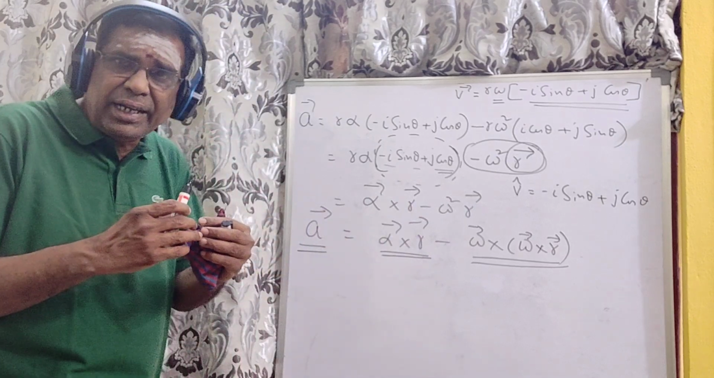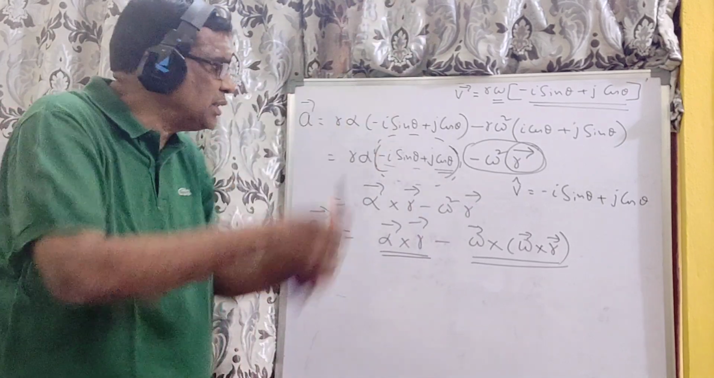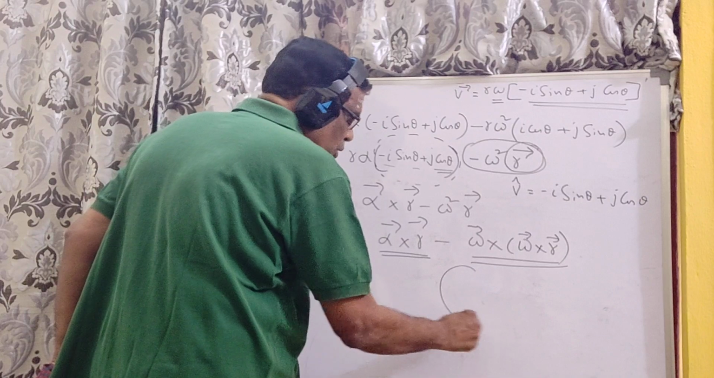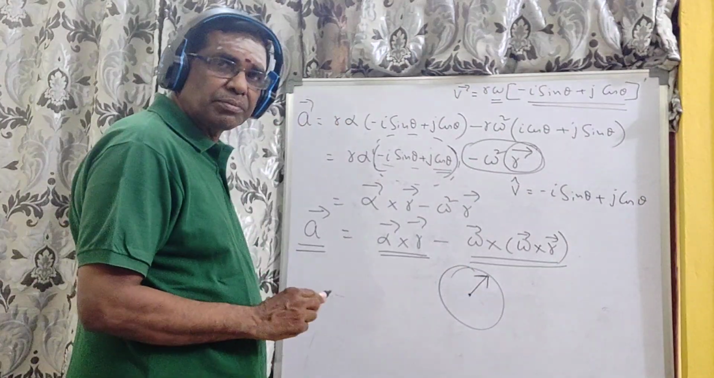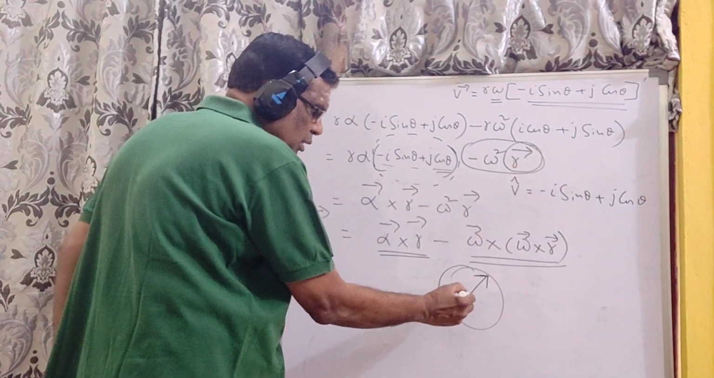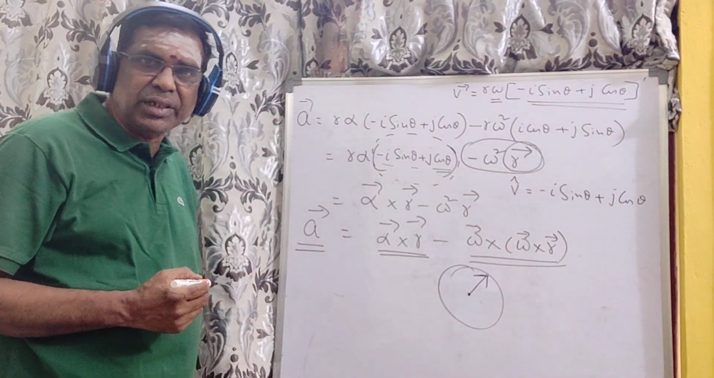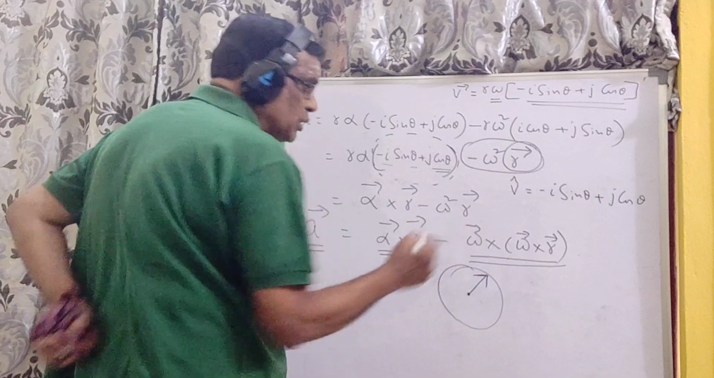How is R bar directed? Away from the center, we have seen. I will show it to you here. This is R bar. Minus R bar means towards the center. Okay? So this is towards the center.